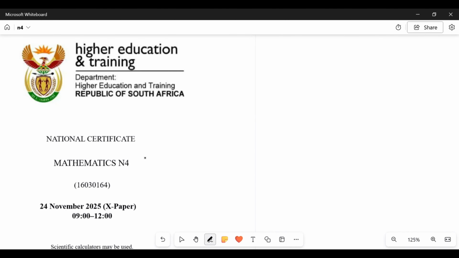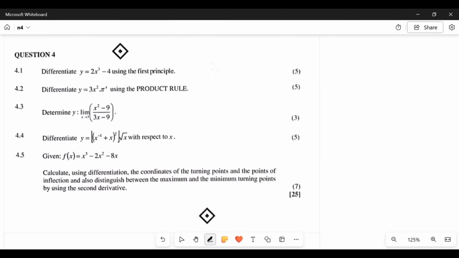All right, people, let's look at question 4 and then let's start solving it. All right, guys, here is our question 4. As you can see, this question 4 has 5 questions and it is based on differentiation. So we're going to be doing question 4.1. We need to create a little bit of space there before we do question 4.1.